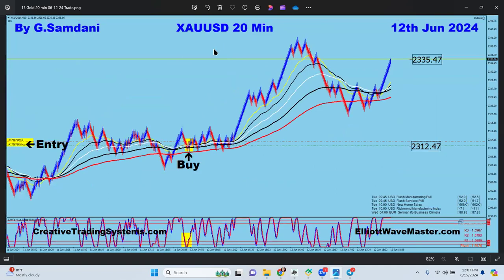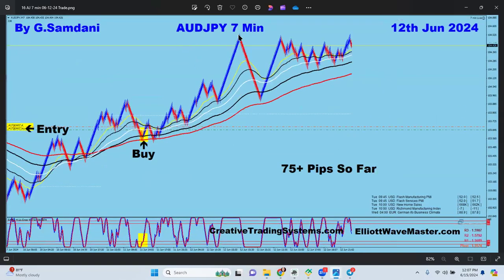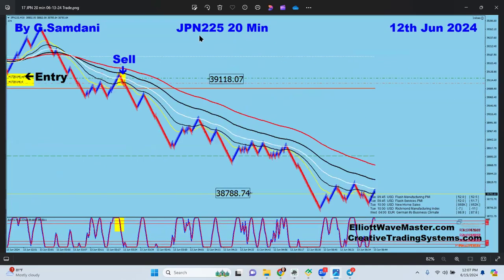This one is gold, right? Buy orders right there, entry, and then it went all the way there, came back, and then started to go up. So 23.12 to 23.35. On the 12th, Aussie yen 7-minute chart, long entry here, all the way to 75 pips. And on the 12th, Nikkei, Japan's Nikkei, sell orders right there, and all the way down from 39,118 to 38,788.